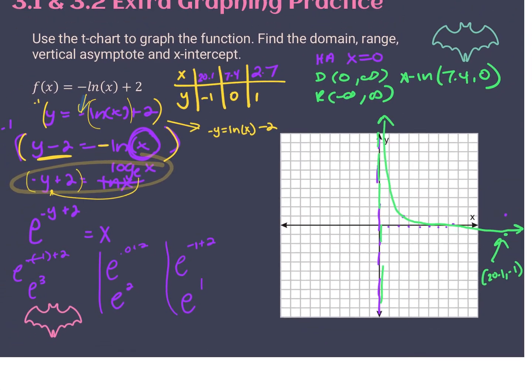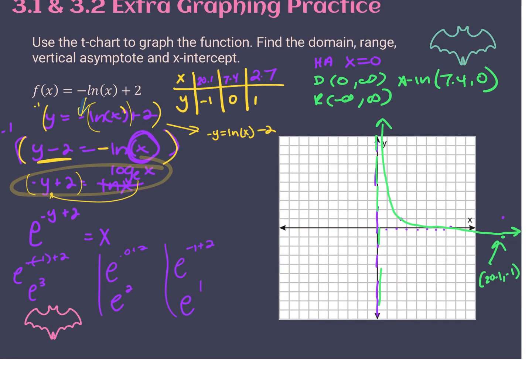Hang on. So the vertical asymptote, this is just x, so it's x equals 0. The domain is 0 to positive infinity. The range is all real numbers because it's a log. And the x-intercept comes from the center part of your t-chart, which is 7.40.